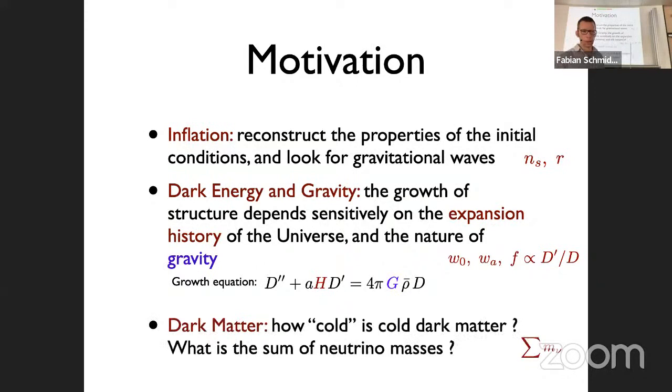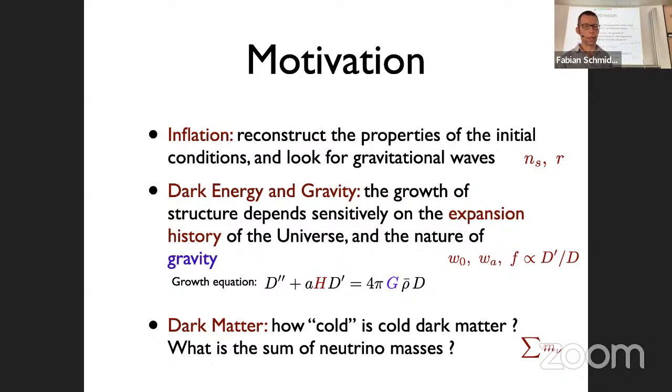And finally, dark matter, which is really what dominates the formation of structure in the universe, and large-scale structure can tell us, hopefully, a bit more about what this dark matter is, how cold it is. And for example, I also included neutrinos in here. They're not dark matter, but we know they exist. We know they have mass. We want to measure their total mass, the absolute mass scale of neutrinos, which probably cosmology is the only way to do.